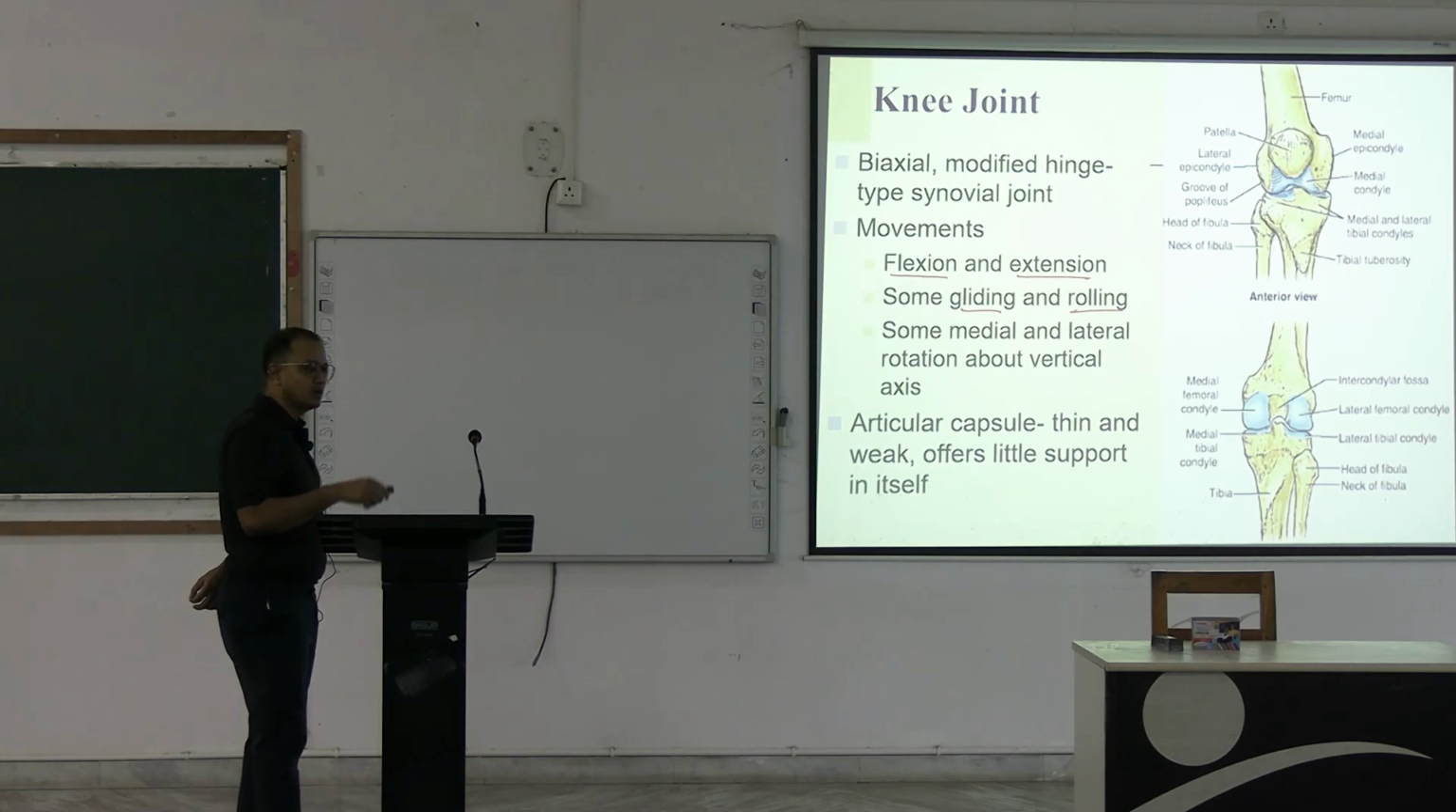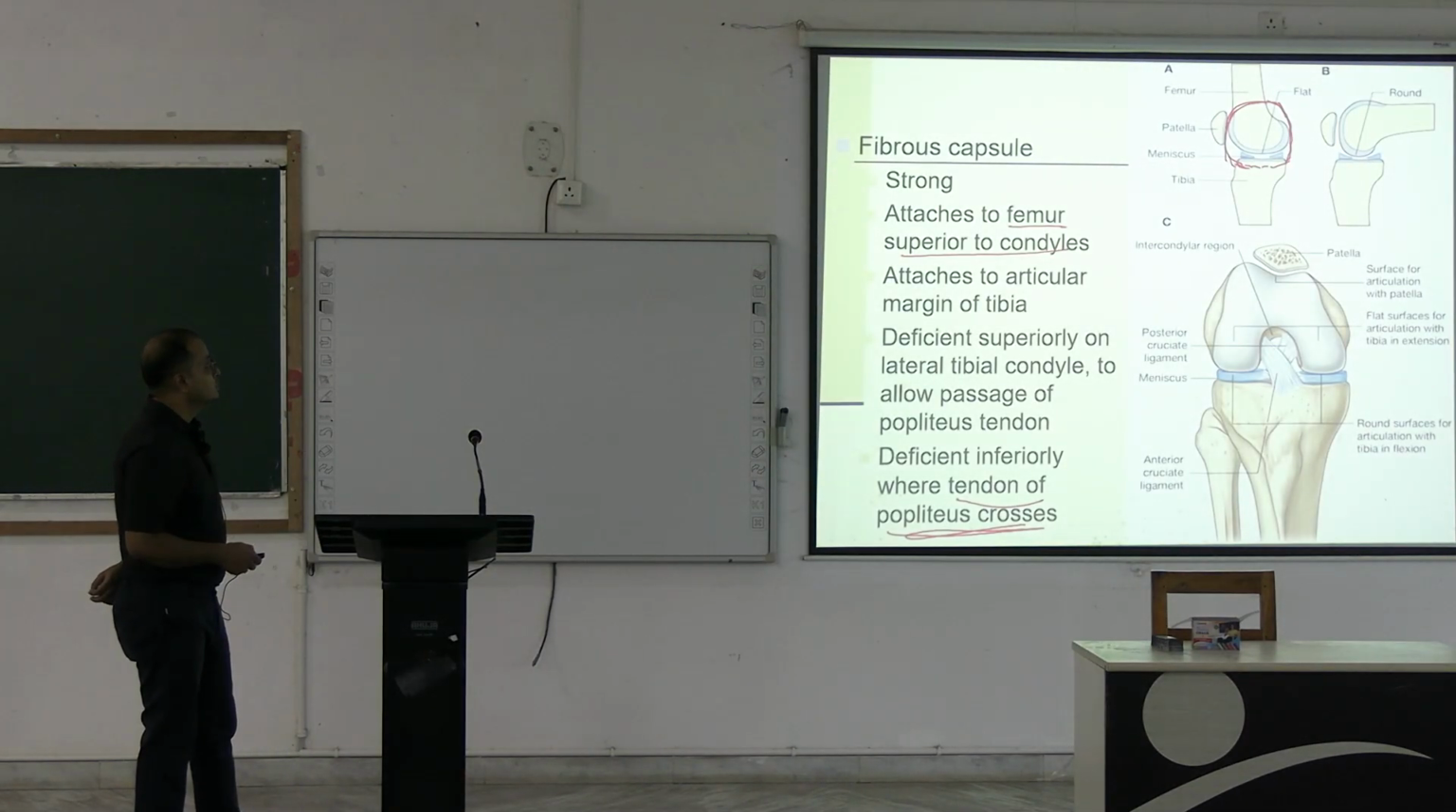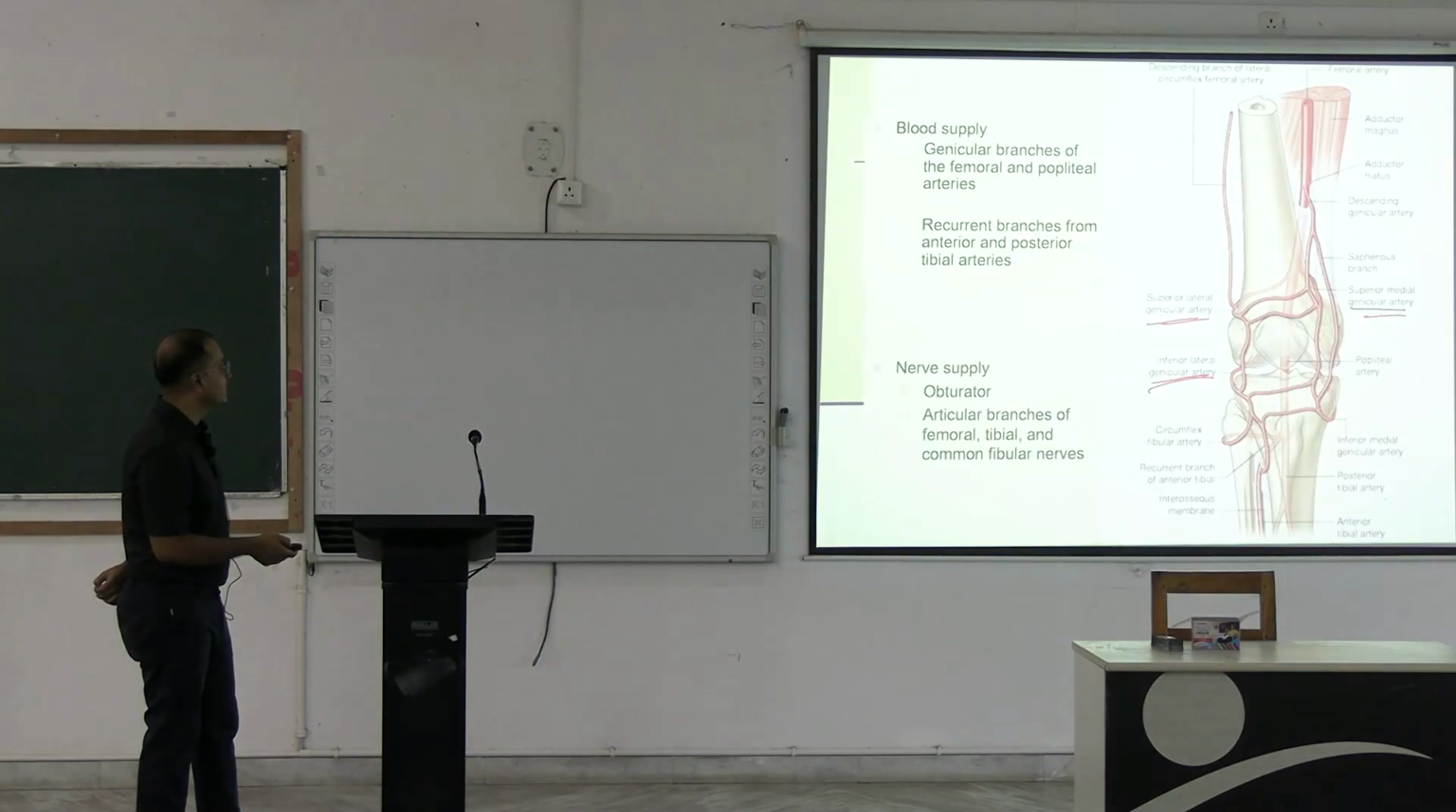For the supports of the knee joint, we have the synovial membrane along with the synovial fluid, then the capsule around it, known as the capsule of the knee joint. The articular capsule is thin and weak in the knee joint. This capsule is reinforced by external ligaments, the medial collateral and lateral collateral ligaments. Along with that, we have the intracapsular cruciate ligaments, running crisscross, anterior cruciate and posterior cruciate, also holding this region.